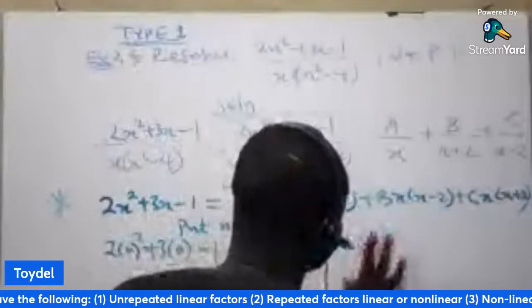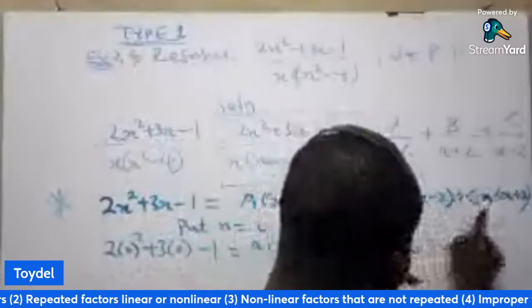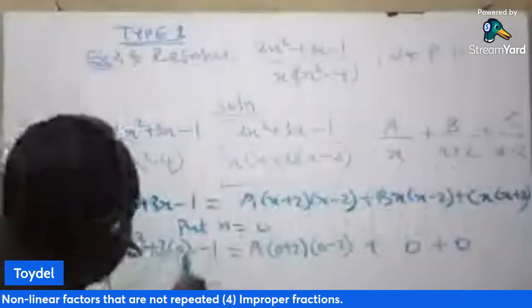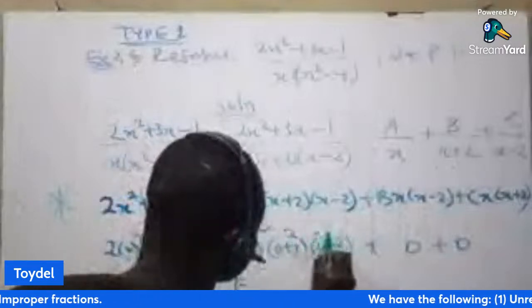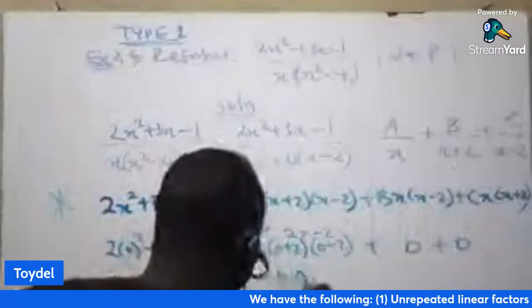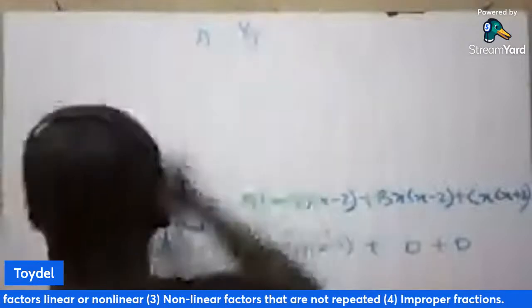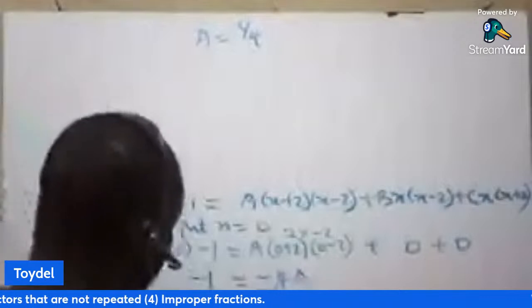Once I substitute x to be 0, everything in the other terms will be 0. We are going to have minus 1 being equal to 0 plus 2 times minus 2, which is minus 4, so minus 4A. Then if I divide both sides by minus 4, A will now be equal to 1 over 4. And that is what I'm going to get. So I've been able to find 1 out of the 3 unknowns.